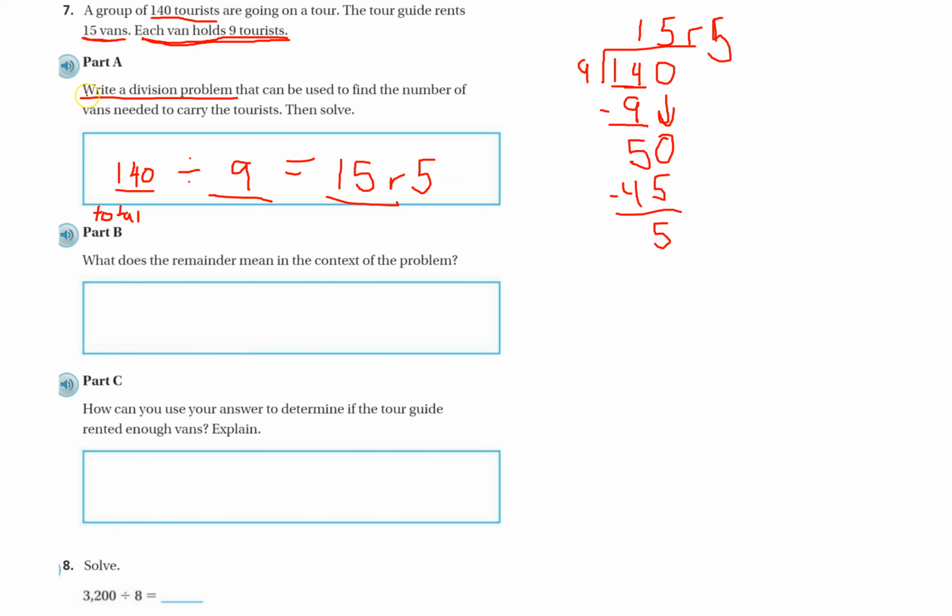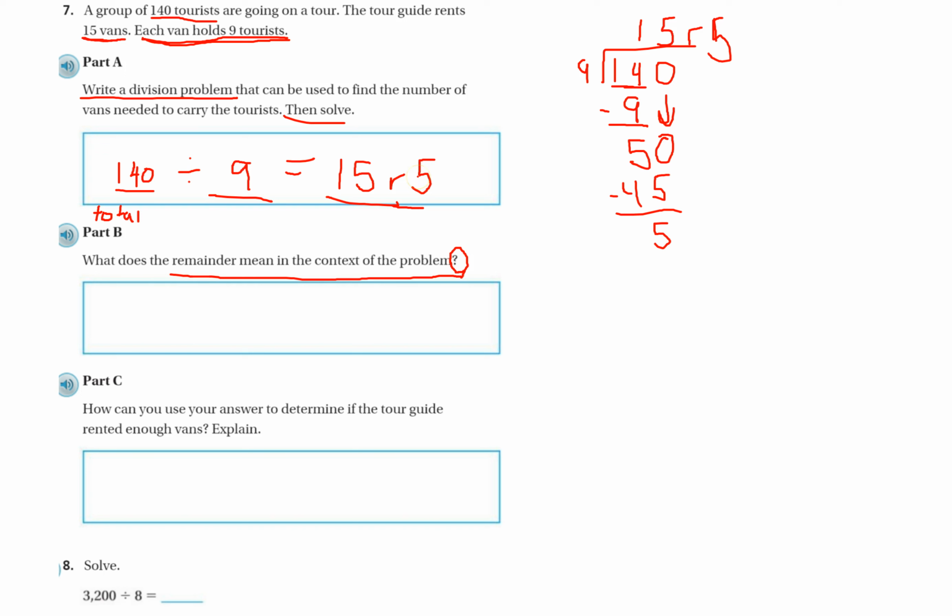So part 1 says write a division problem, so that's what I did, and then solve it, and I did that as well. Here's the answer to it, 15 remainder 5. Now part B, what does the remainder mean in the context of this problem? Basically, we have to interpret this remainder. Well, if there's 140 people, 9 people on each van, then we need 15 vans, but this remainder 5 means there's, of these 140 people, 5 of them are left behind.